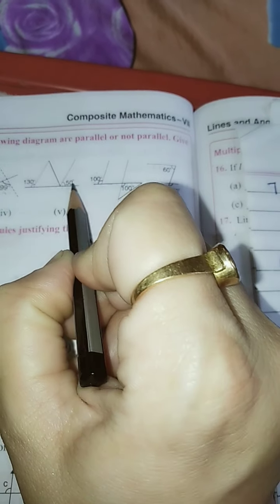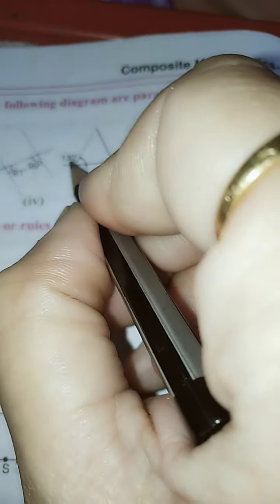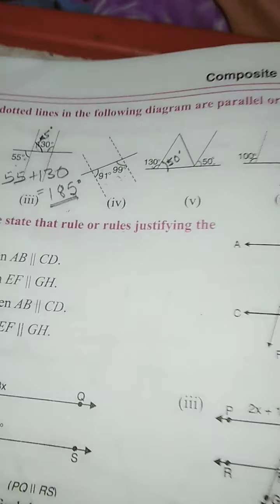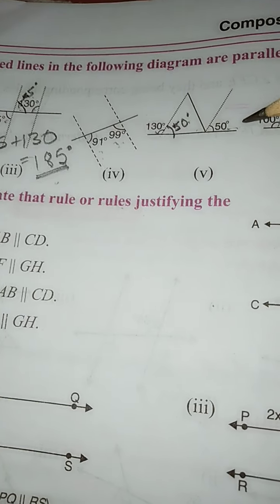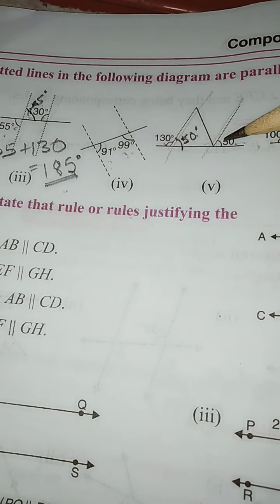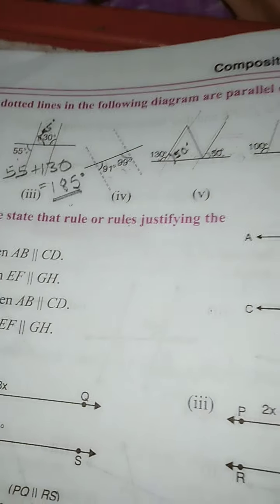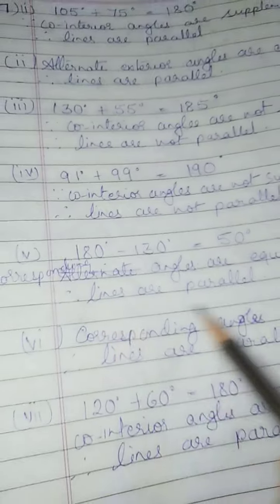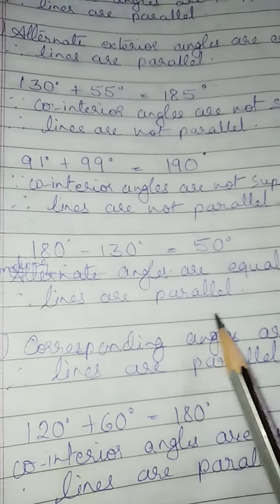Now let us see the fifth one. This is 130 and this is 50. So there is no property which we can use here. So let us do something. Let us get this angle. 130 and this will be a linear pair. So if we subtract 130 from 180, you will get 50 here. Now this 50 and this 50, these two lines are intersected by this transversal. So these are corresponding angles and they are equal. So corresponding angles are equal, so lines are parallel.